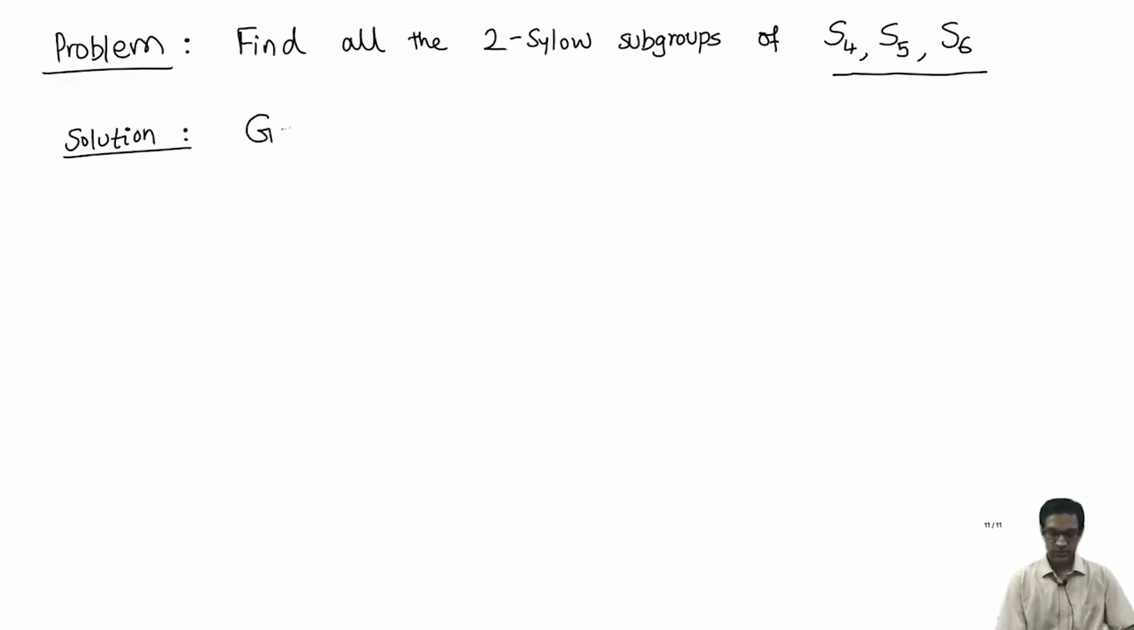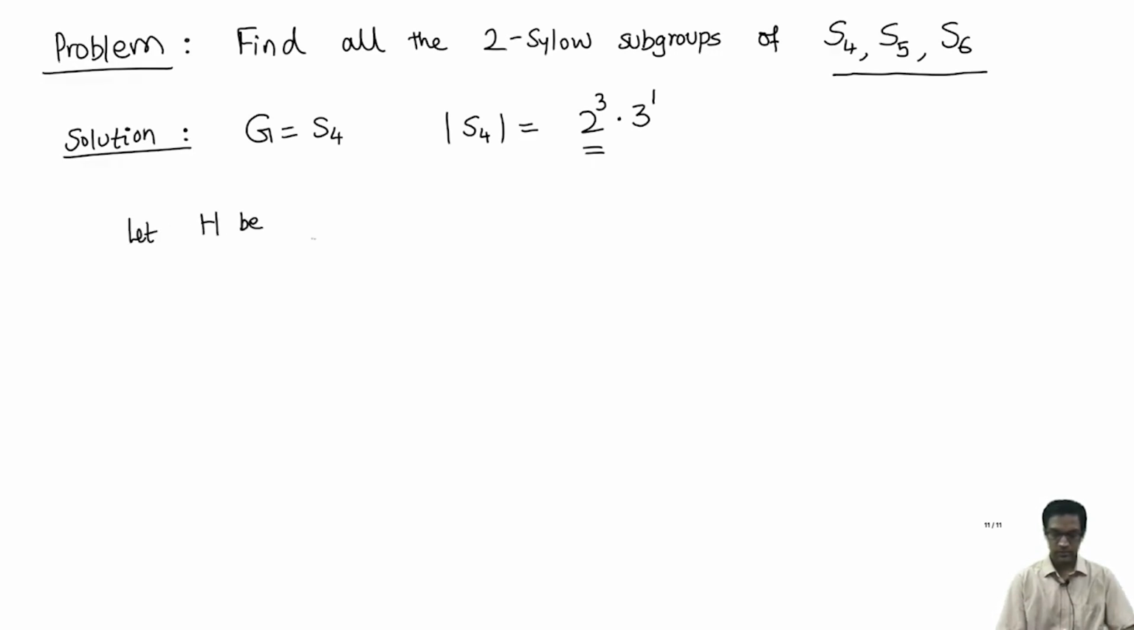So let's take the group S4. Its cardinality is 24, which is 4 times 6, so that's 8 times 3. We should write this as 2 cubed times 3 to the power 1. So the subgroup that we are looking for, the 2 Sylow subgroup, is a subgroup of cardinality 8 in this case.